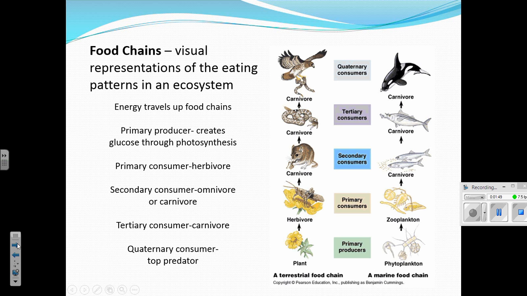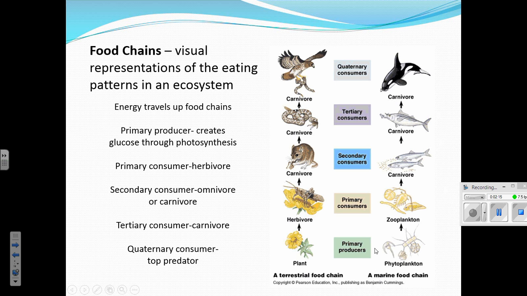Okay, food chains. If you start at the bottom of the food chain, that's called a primary producer. So that's where all the energy is kind of starting, in your plants. And then as you move up, the next level is called the primary consumer, and these are typically herbivores. And then you go up to secondary consumers, which are typically omnivores or carnivores. Tertiary, which is definitely a carnivore, and sometimes a quaternary, which is your top predators.